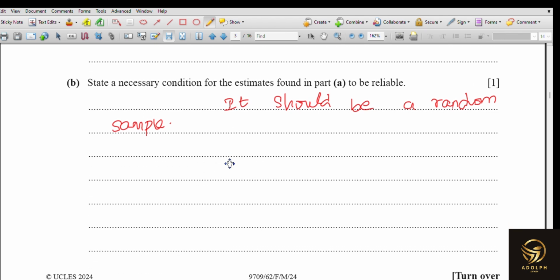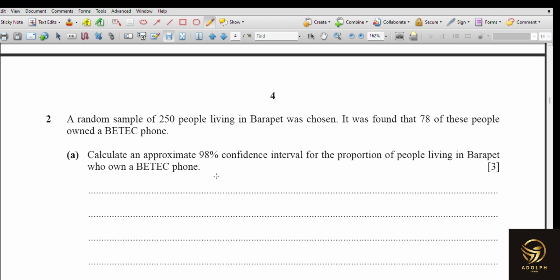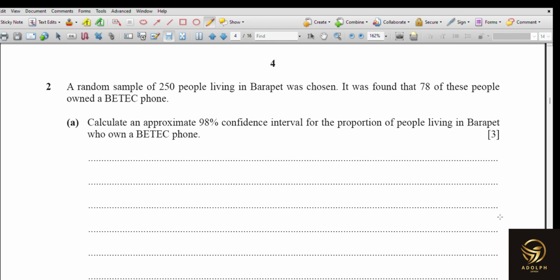Let's move on to the next problem. It is the second one. A random sample of 250 people living in a town was chosen. It was found that 78 of these people owned a BTEC phone. Calculate an approximate 98% confidence interval for the proportion of people living in the town who own a BTEC phone. So how do we do this?